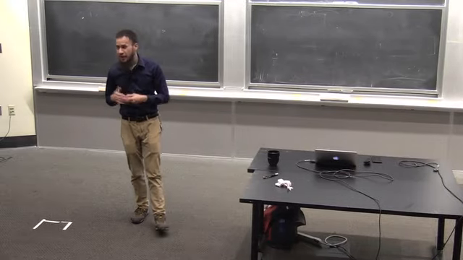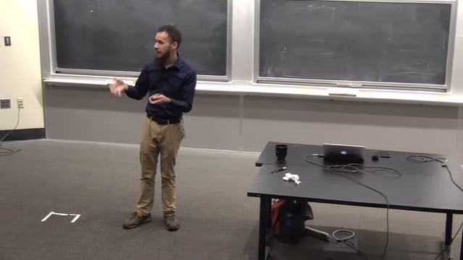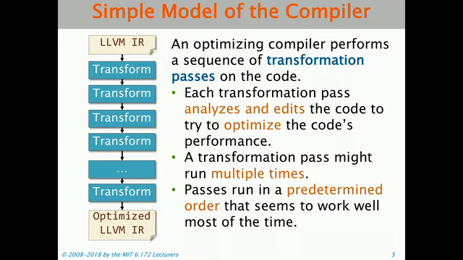So the first thing to understand about a compiler is a basic anatomy of how the compiler works. The compiler takes as input LLVM IR, and up until this point, we thought of it as just a big black box that does stuff to the IR and out pops more LLVM IR, but it's somehow optimized. In fact, what's going on within that black box, the compiler is executing a sequence of what we call transformation passes on the code. Each transformation pass takes a look at its input and analyzes that code, and then tries to edit the code in an effort to optimize the code's performance.